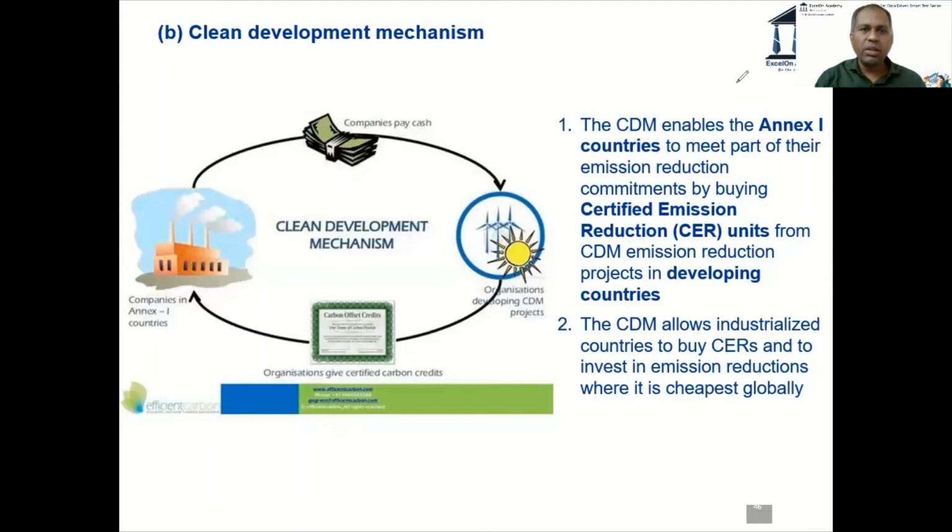So let's look at clean development mechanism. First, look at the image on the left hand side and see what is written on the right hand side. Take about 30 seconds. I want you to just look at the slide for 30 seconds, after which I'll ask you a series of questions as we always do. First, I'll ask you questions and then I'll explain.